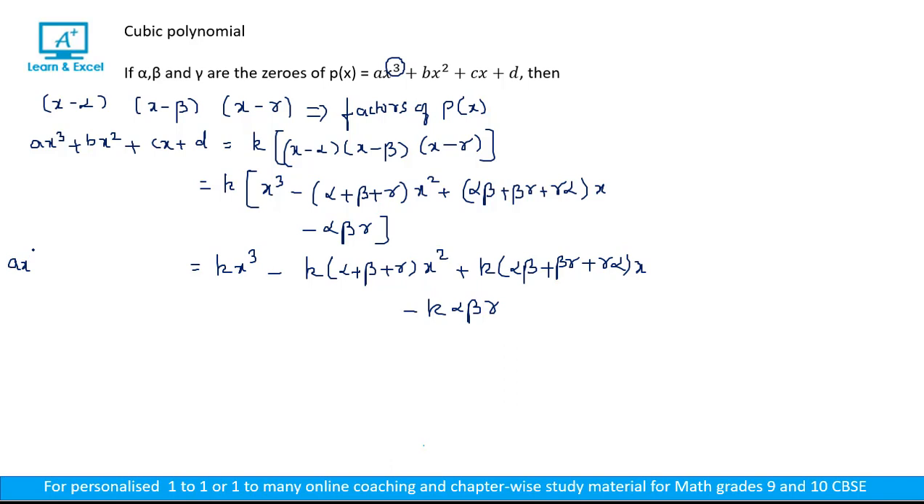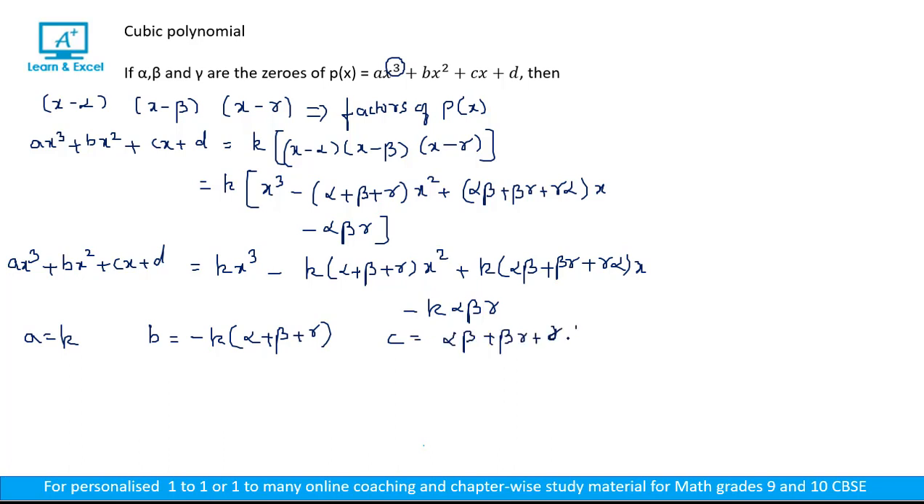Compare this with ax cube plus bx square plus cx plus d. Comparing the coefficients, we get a equal to k, b equal to minus k into alpha plus beta plus gamma, and c equal to alpha beta plus beta gamma plus gamma alpha into k, d equal to minus k alpha beta gamma.